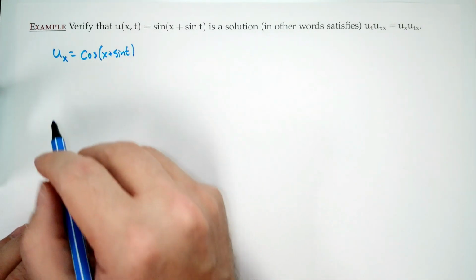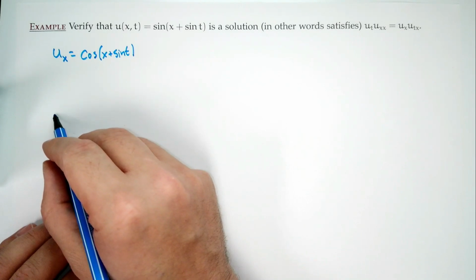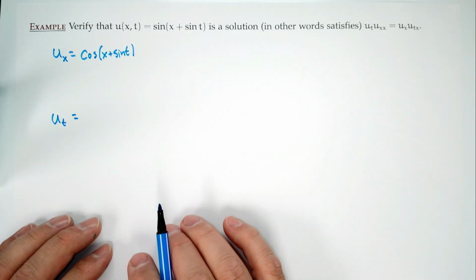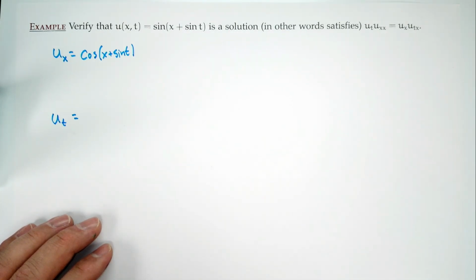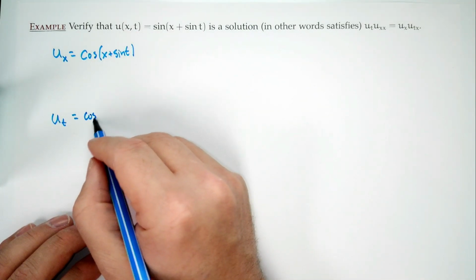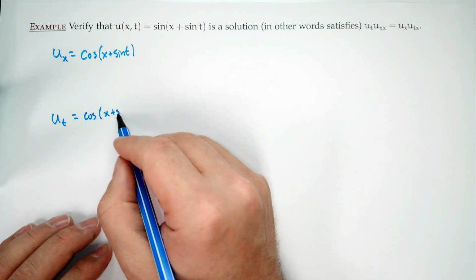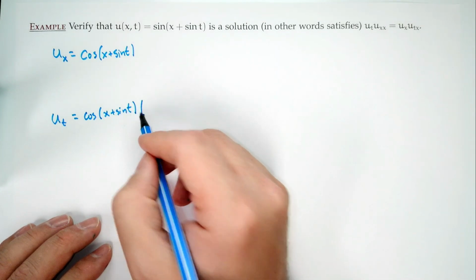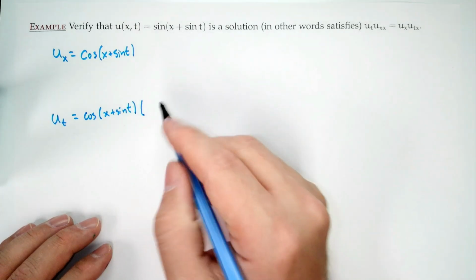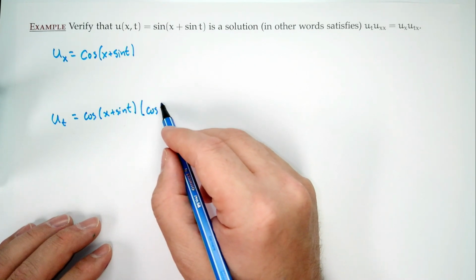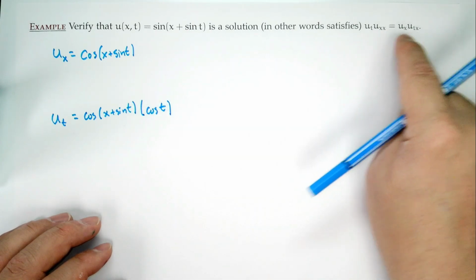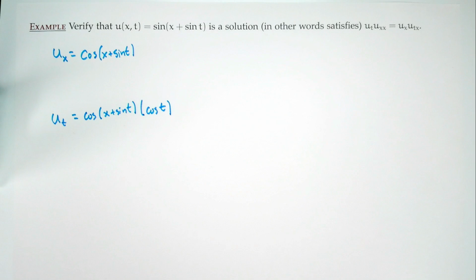Now, let's also compute, leave some space here, u sub t. What is that? Well, u sub t, chain rule again, cosine of x plus sine t, because we leave the inside alone, times the derivative of x plus sine t with respect to t. x is a constant, and the derivative of sine is positive cosine. So now we've done our u sub t and our u sub x. Good, good. So what's next?